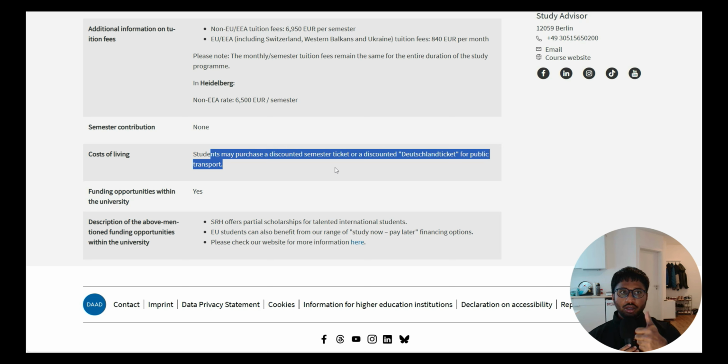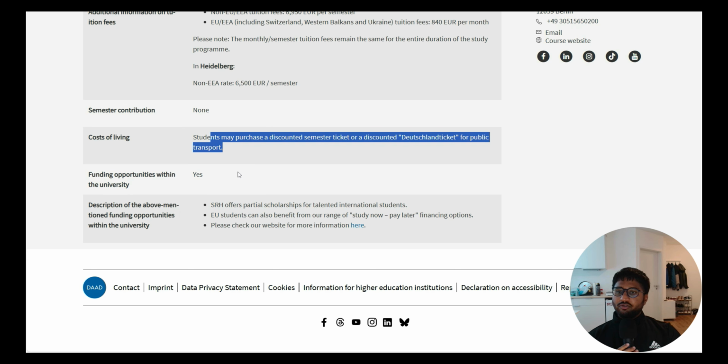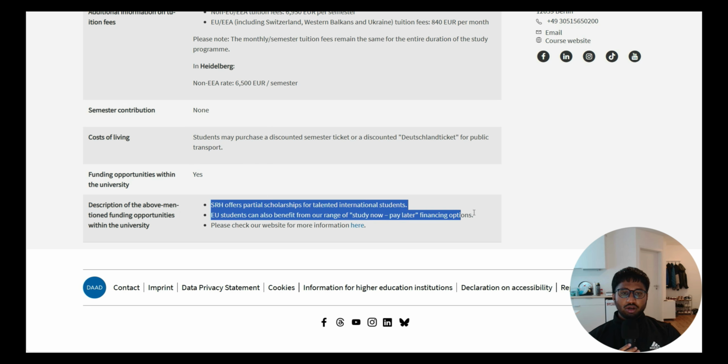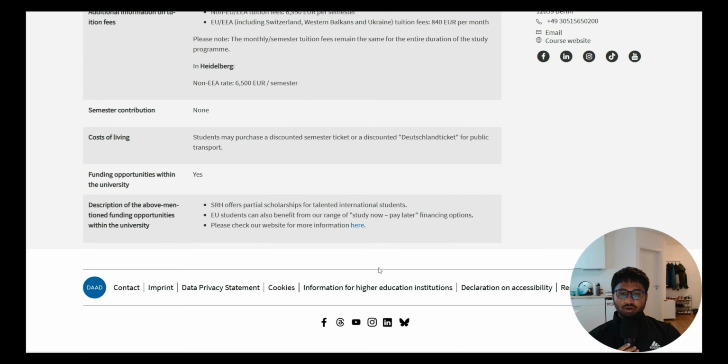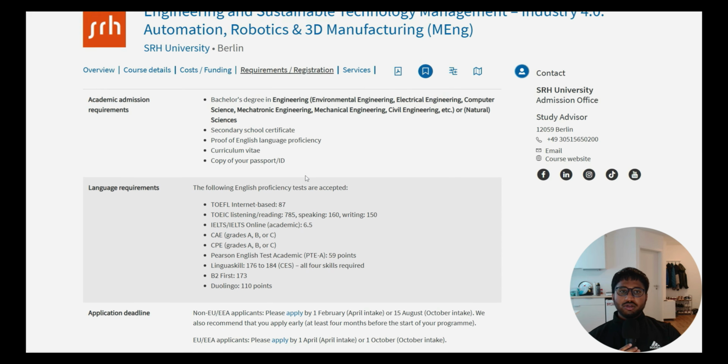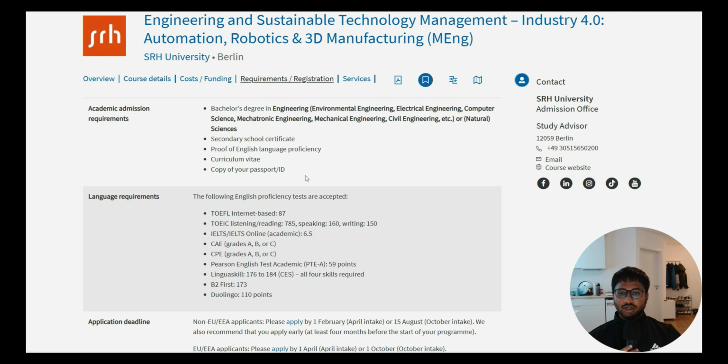Either you can show the money directly which you get from India, or you can also show the part-time job you are working and how much you are earning every month. Then funding opportunities within the university: there are many SRH official partnership scholarships, and people who want a scholarship can apply, and you can also find a link here and check what the scholarships are and how you can be eligible for it. Then in order to get into this particular university, what are the things that you need to have?